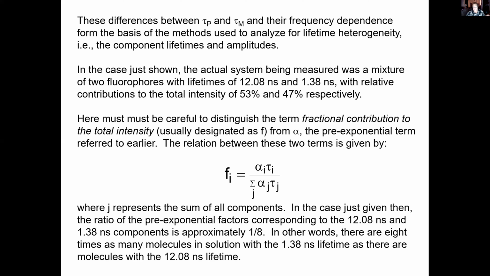And it was especially common, and still is common, for people reporting time domain data to give the pre-exponential factor. Those of us doing frequency domain would traditionally give the fractional intensity, and there were a couple of famous cases that I don't have time to go into now, where this caused quite a lot of confusion for a while until we finally figured out, of course, we're being stupid. This is just how we express it.